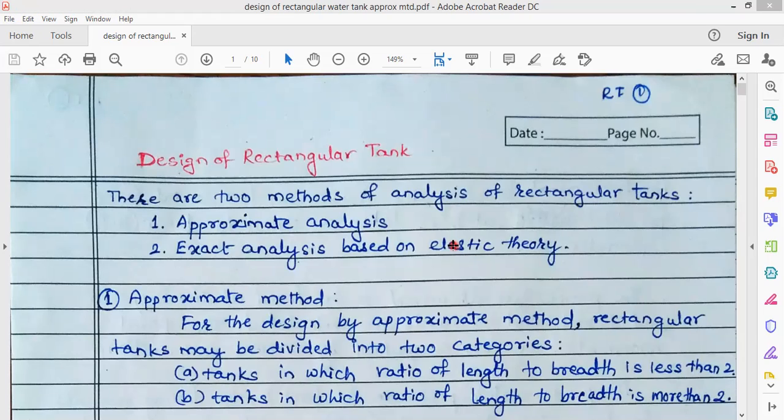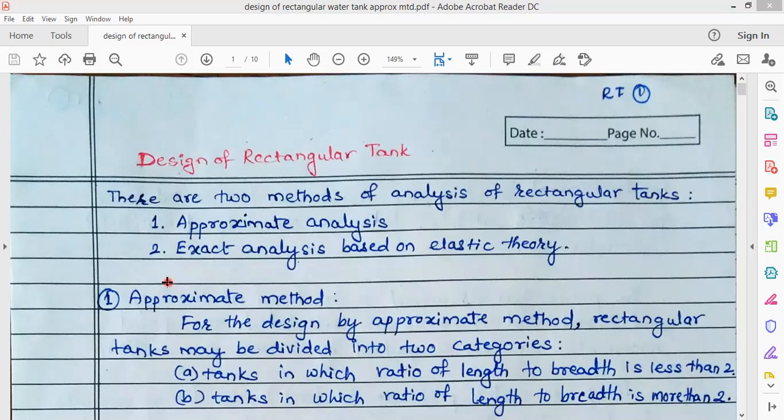Today in this class we will learn about the design of rectangular tanks. In the previous class we completed the design of circular tanks with two conditions: whether the base slab is rigid or whether it is flexible. So these two are the conditions for which we have designed. Today we will study the design of rectangular tanks.